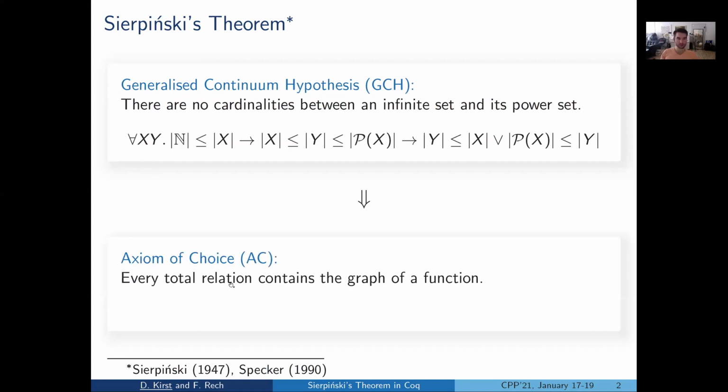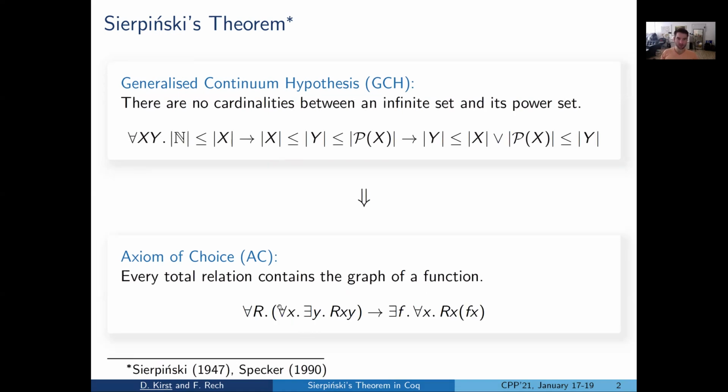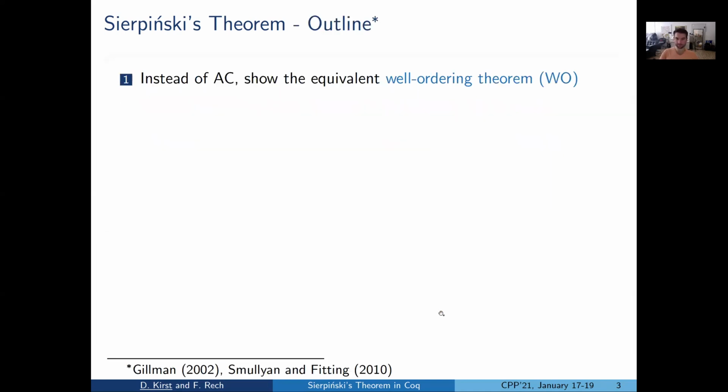Now turning to the axiom of choice, there are of course a lot of equivalent formulations, and the one we choose for now is that every total relation contains the graph of a function. So if a binary relation is provably total, then there exists a function f which is contained in the relation.